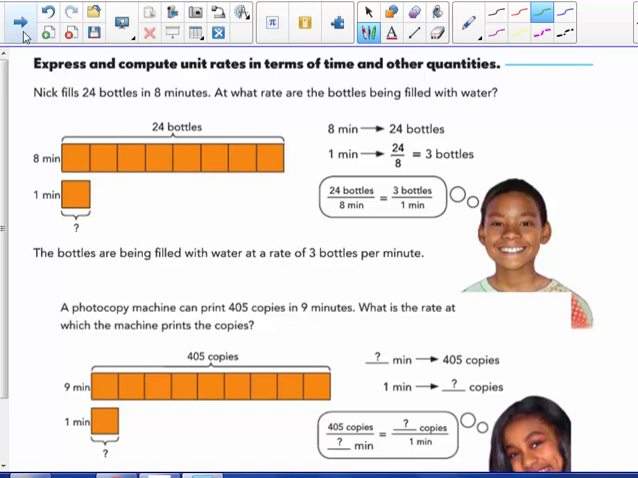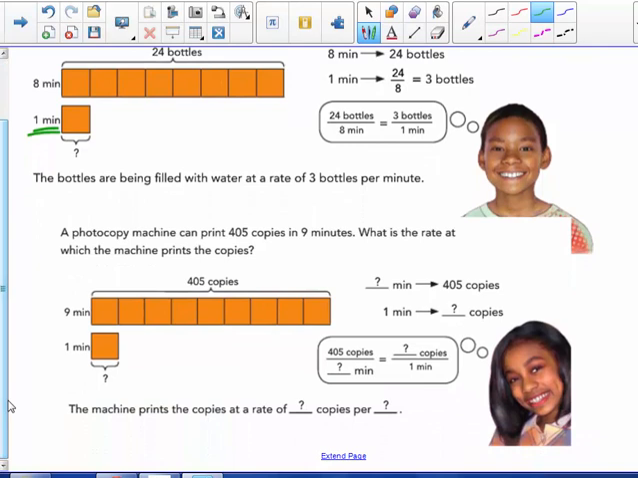Express and compute unit rates in terms of time and other quantities. Nick fills 24 bottles in 8 minutes. He must be helping with the football team or something. He's filling bottles of water. At what rate are the bottles being filled with water? Here's our bar modeling. 24 bottles in 8 minutes. So the bars are representing 1, 2, 3, 4, 5, 6, 7, the 8 minutes. All together, there's 24 bottles. So what would it be for 1 minute? In 1 minute, 24 divided by 8, I would get 3 bottles. So he can fill 24 bottles in 8 minutes, which is equivalent to 3 bottles in 1 minute.